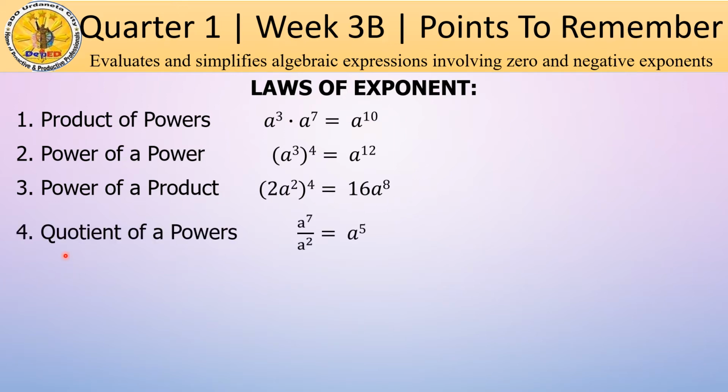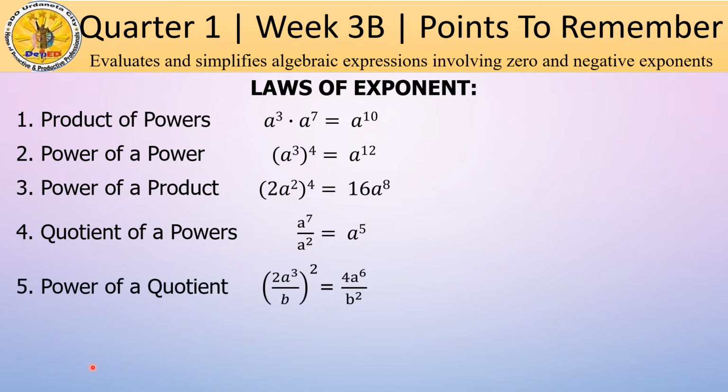Next, we have quotient of a power. So we have a raised to 7 over a raised to the second power. In here, we are going to subtract their exponents. So 7 minus 2, we have a raised to the 5th power.